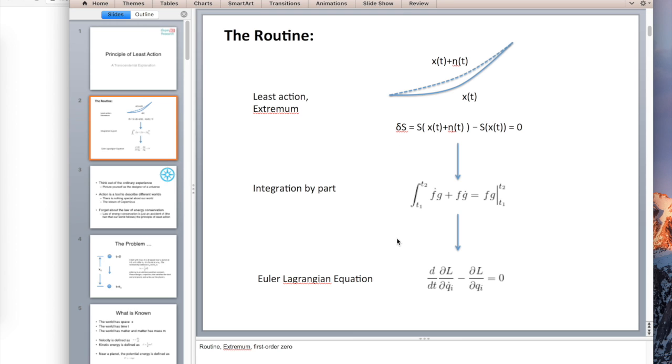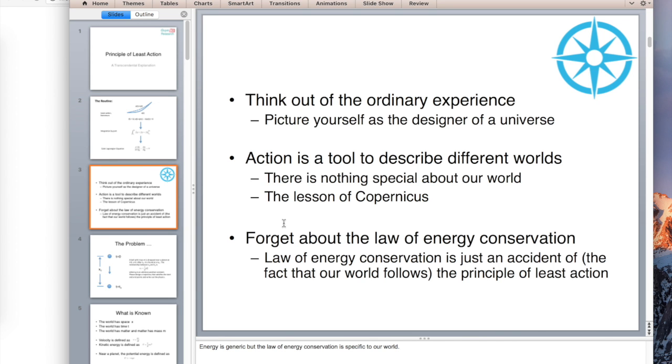And after you solve it, it will yield the Euler-Lagrange equation. If you substitute the Lagrangian with the kinetic energy and the potential energy terms of the problem, we will get classical mechanics. But we will not do this in this video.